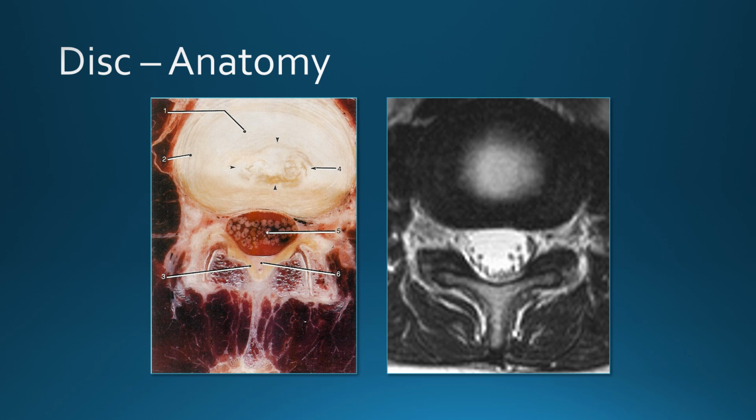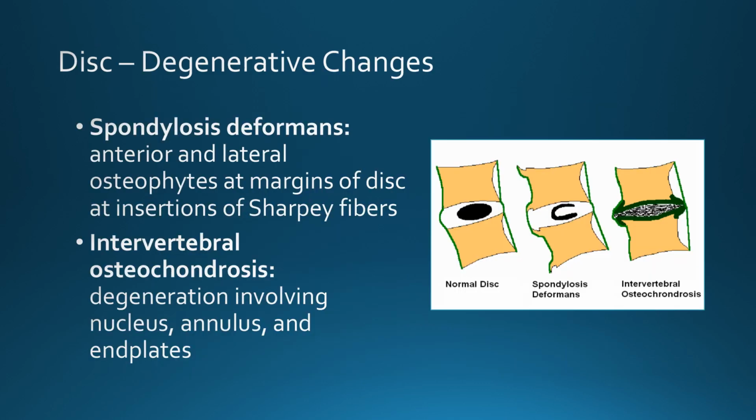Just a transverse image showing the nucleus in the center with the annulus fibrosus surrounding it. Okay, so let's talk about degenerative changes of the disc. There are two main categories that people describe. One is called spondylosis deformans, and that's considered to be just a component of normal aging. Just as during normal aging, osteophytes develop at the margins of the disc and the insertions of the Sharpey fibers. On the other hand, intervertebral osteochondrosis is actual degeneration involving the nucleus, the annulus, and the endplate. So that's what we're going to be concerned about here.